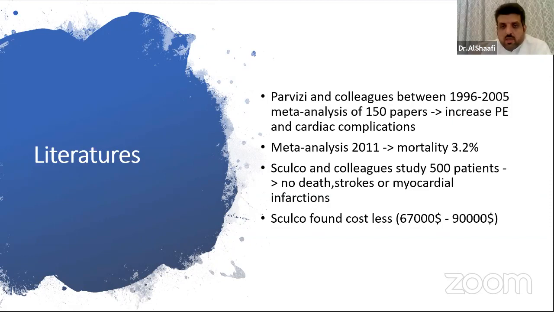Skalko and colleagues studied 500 patients and they found no deaths, no strokes, no myocardial infarctions. Skalko also studied the cost and found it to be less with simultaneous bilateral total knee replacement. It is about $67,000 for the simultaneous bilateral total knee replacement and $90,000 for the staged bilateral total knee replacement, and this is a huge difference.